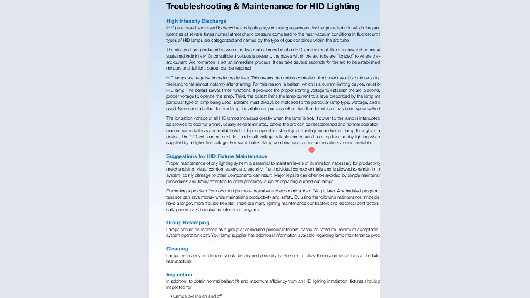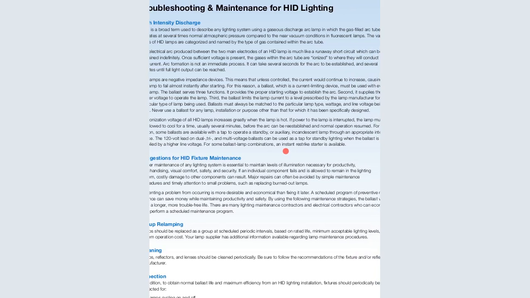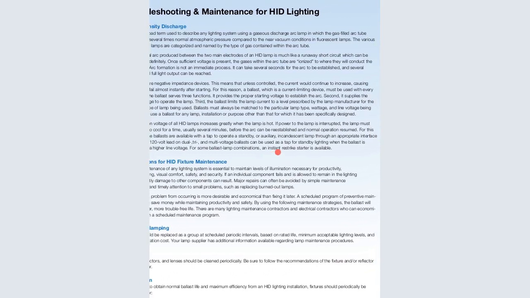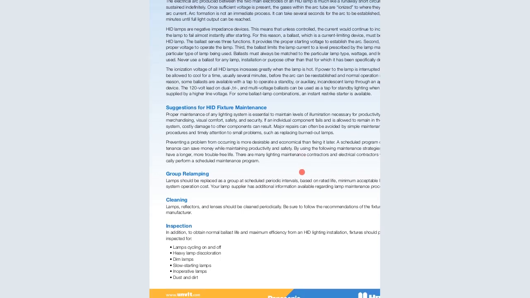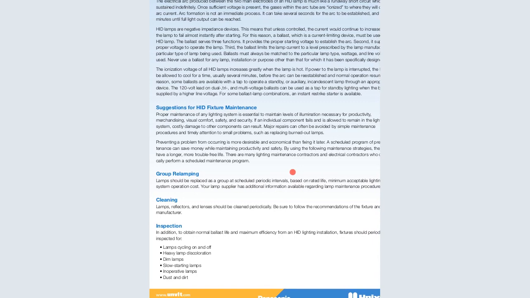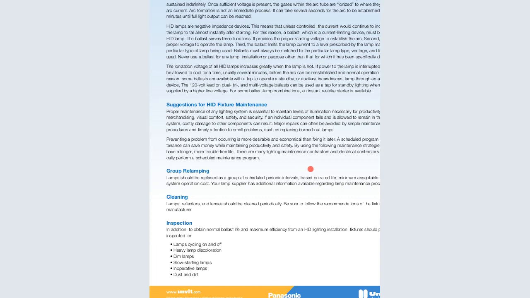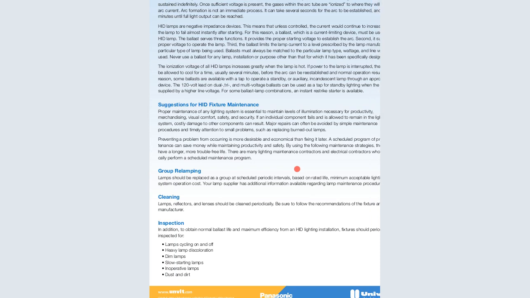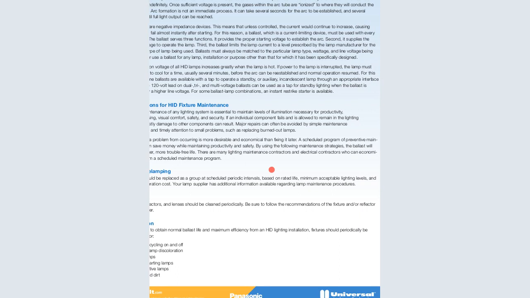The HID lamps are negative resistance devices. This means that unless controlled, the current would continue to increase, causing the lamp to fail almost instantly after starting. Those are some of the problems that they encounter. For this reason, a ballast, which is a current limiting device, must be used with them.